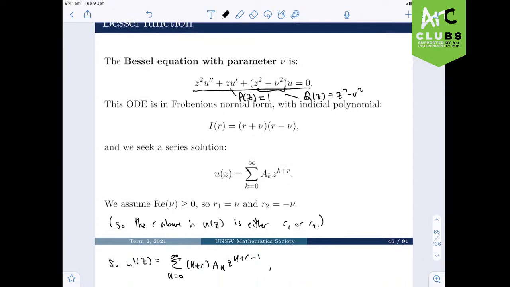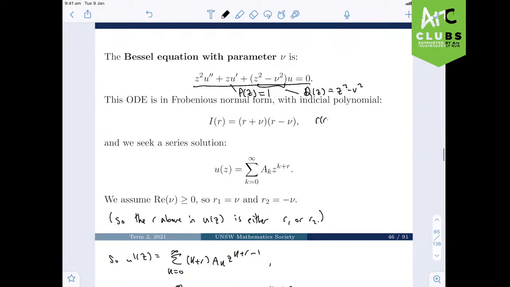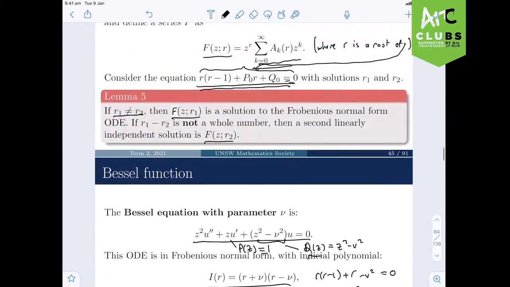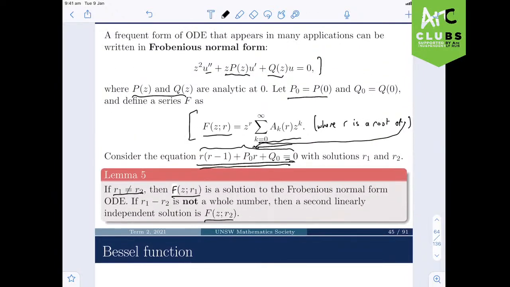And so it's in Frobenius form with indicial polynomial r times (r minus 1) plus p(0), which is r, plus q(0), which is minus nu squared, equals 0. And that's just r squared minus nu squared equals 0, and using difference of squares, we get this as the indicial polynomial. And also, we seek a series solution in this form, which is none other than what we talked about, just z to the r put into the sum.